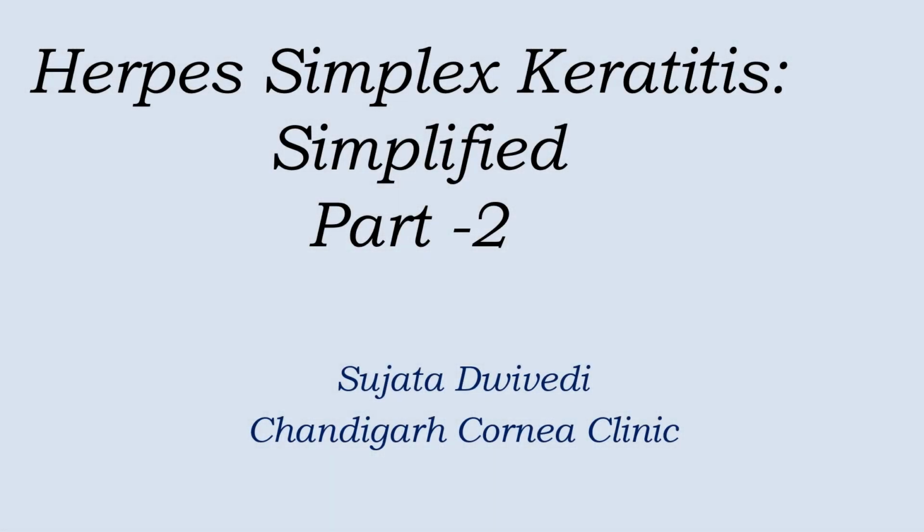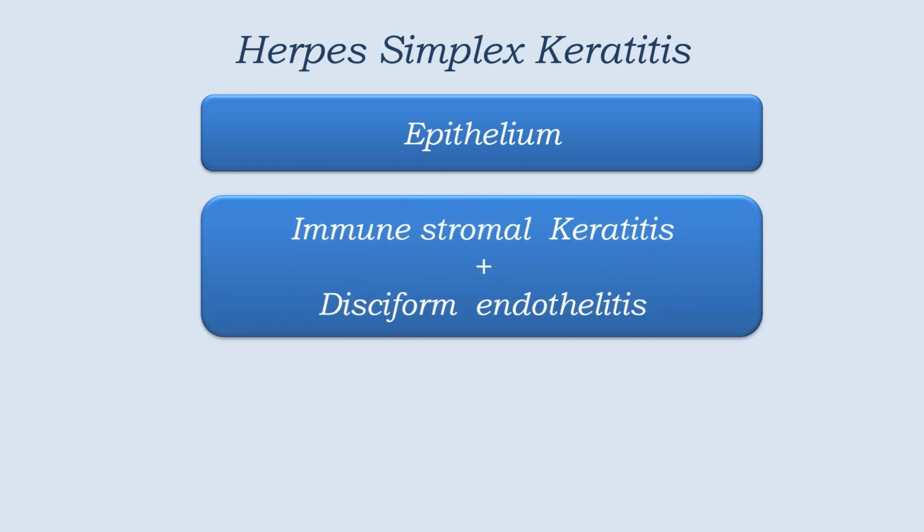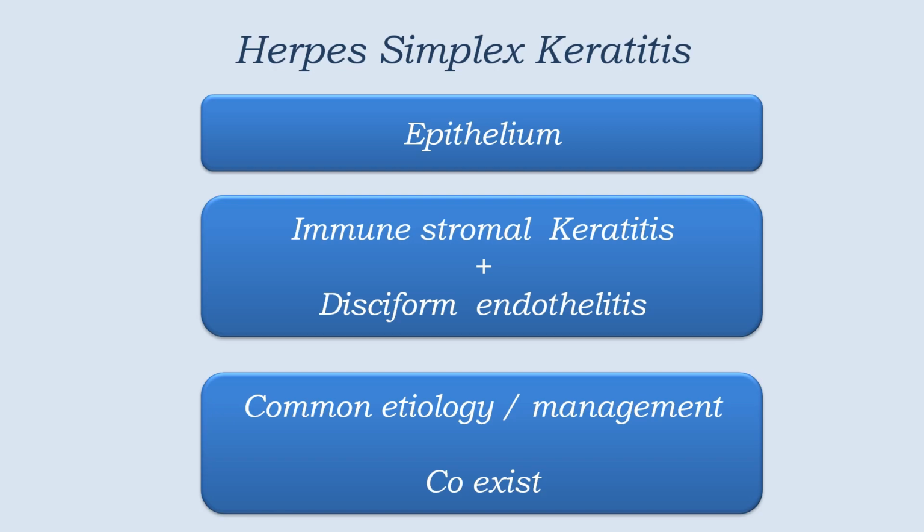Welcome to Part 2 of Herpes simplex keratitis Simplified. Herpes simplex affects all layers of cornea. We have covered epithelial disease. Today we will cover immune stromal and disciform endothelitis. We are clubbing these two entities because they share their etiology and management. In fact, many times they coexist.